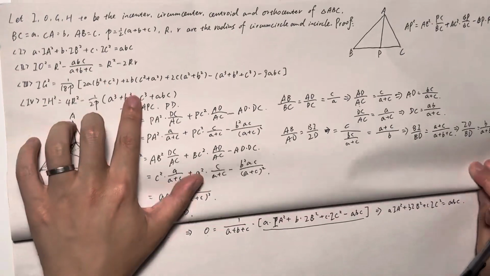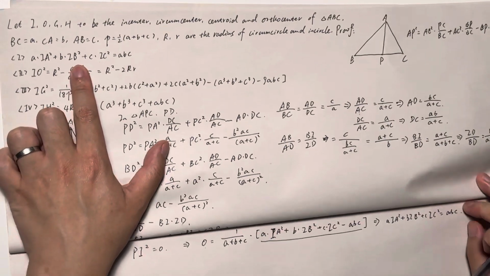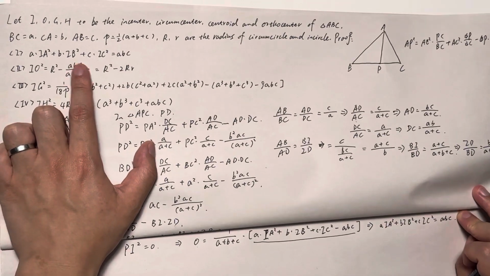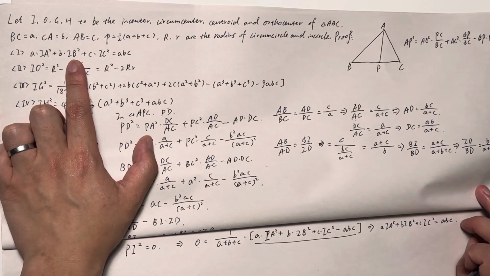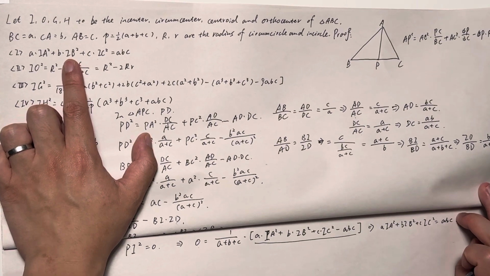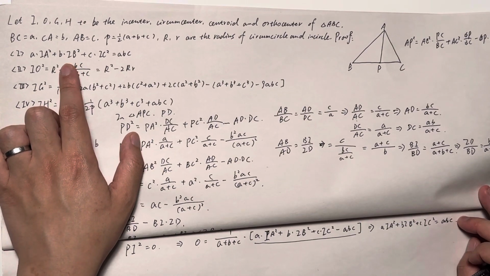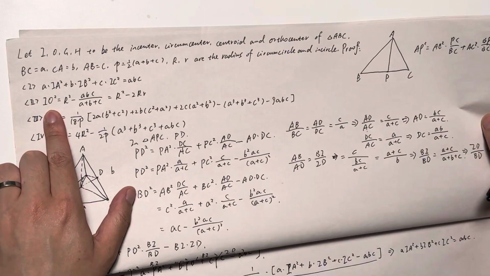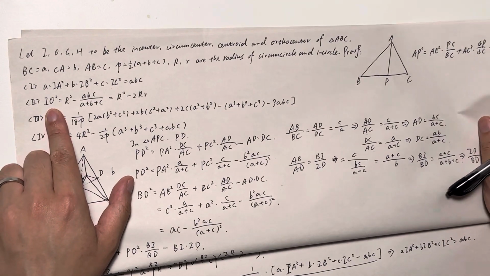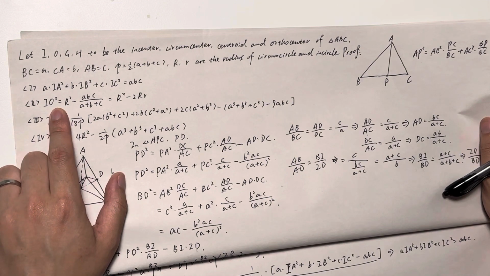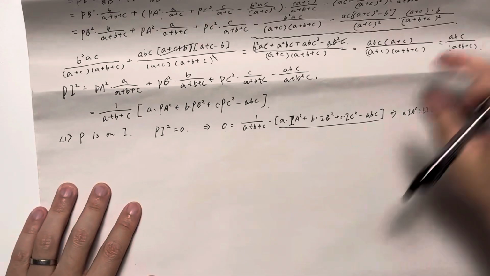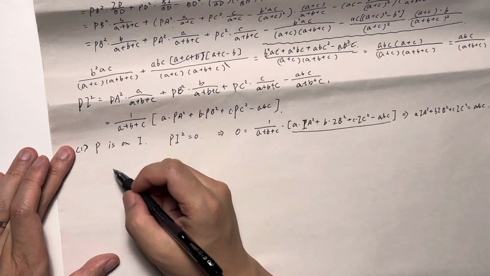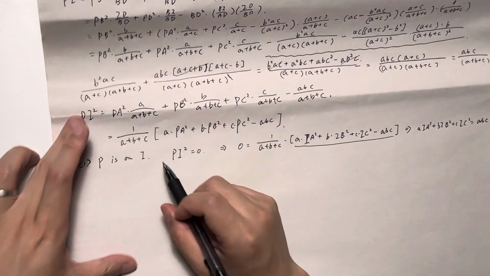Look at these two equations here, this one and this one. They are the same, right? We just proved the first case. And for the second case, we want to calculate the distance between the incenter and the circumcenter. So let's just look at this one.